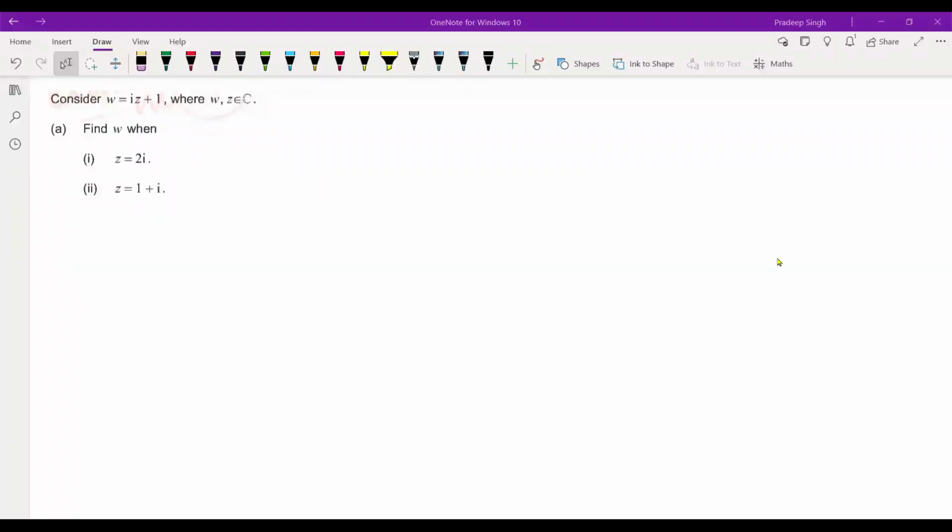So the complex number given here is W is equal to iZ plus 1. Find W when two parts are given: Z is 2i, and Z is 1 plus i. So this is fairly straightforward. All you need to do is put the value of Z in the equation of W. So let's try. W is equal to iZ plus 1. In the first case, Z is equal to 2i. So if you put 2i in place of Z, W will become 2i squared plus 1.